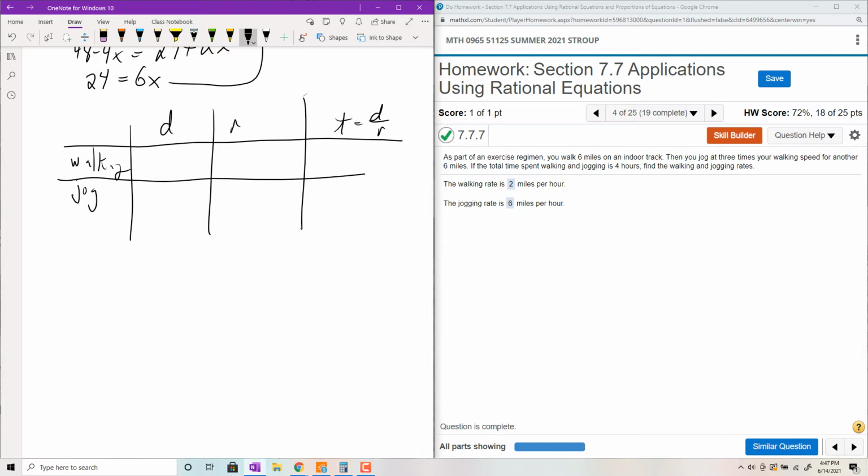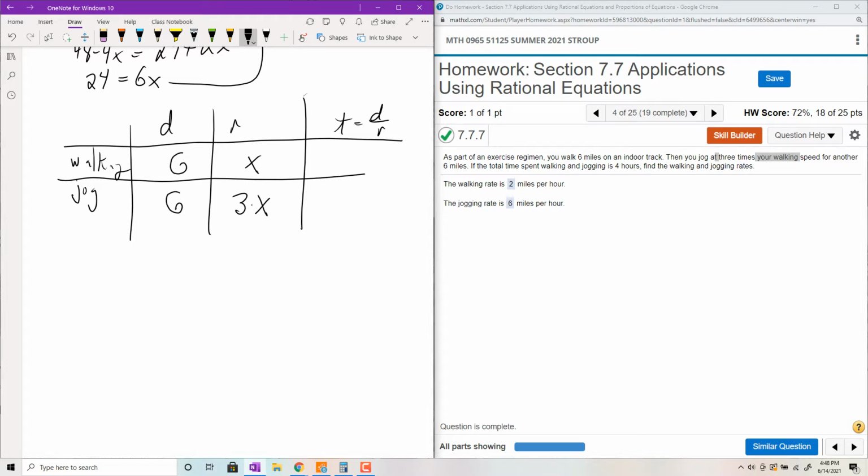Okay, so anyways, you're walking. How far did you walk? 6 miles. Then you jogged for another 6 miles. We don't know the walking or the jogging rates. If you look at that last part, find the walking and the jogging rates, we don't know either one. So let's call the walking rate x. And then it does give you information about the jogging rate. The jogging rate is 3 times the walking rate. You see that phrase right there. In other words, 3 times x, 3x.